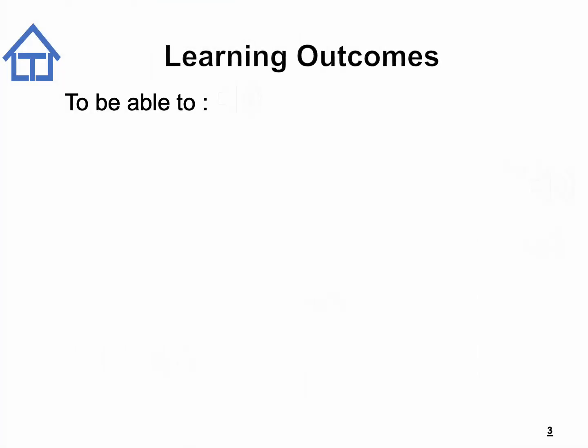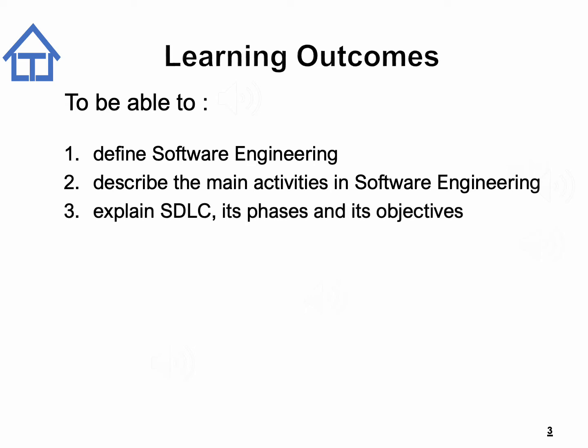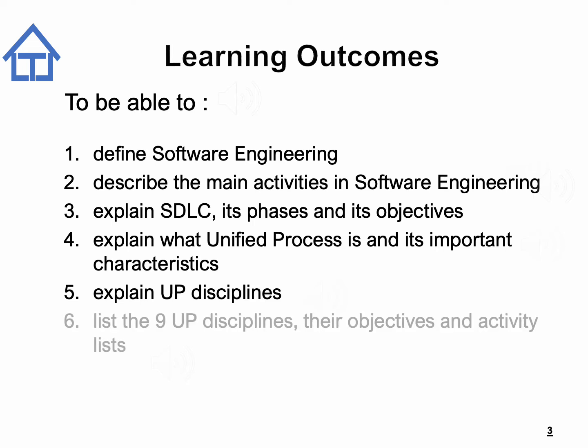At the end of this session, you will be able to define software engineering, describe the main activities in software engineering, explain SDLC, its phases, and its objectives, explain what unified process is and its important characteristics, explain UP disciplines, and finally, list the 9 UP disciplines, the objectives, and activity list.